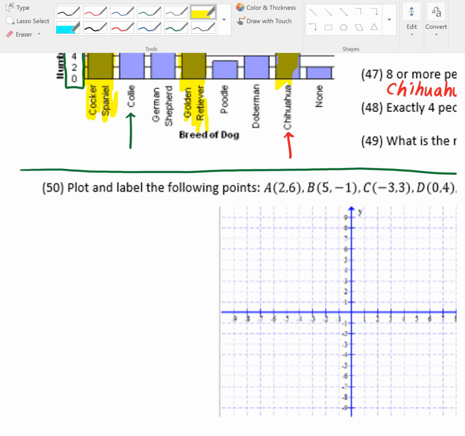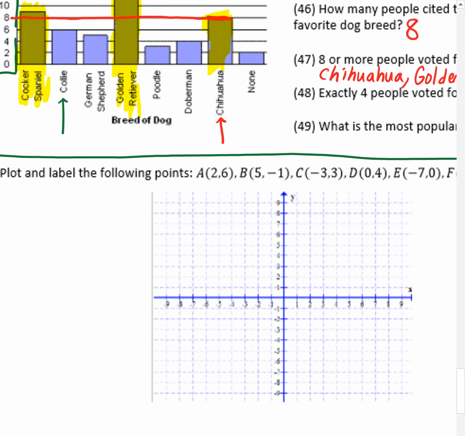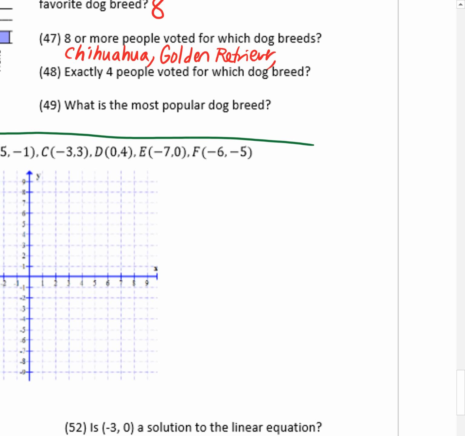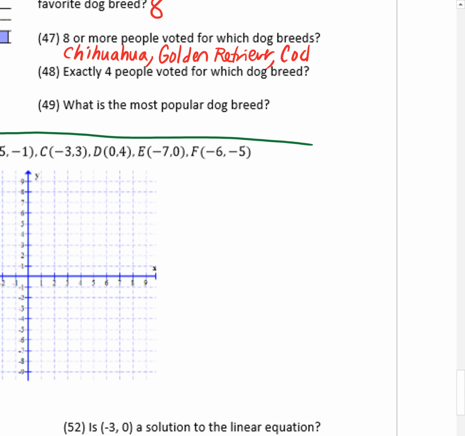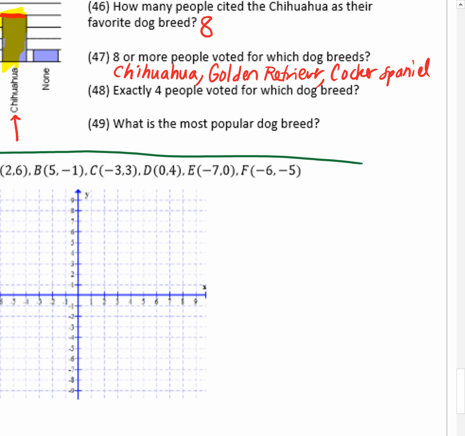You're like, quit getting off topic. I think Cocker Spaniel's the last one there. Every other breed is below that bar. Spaniel. All right. Nice. Next problem.